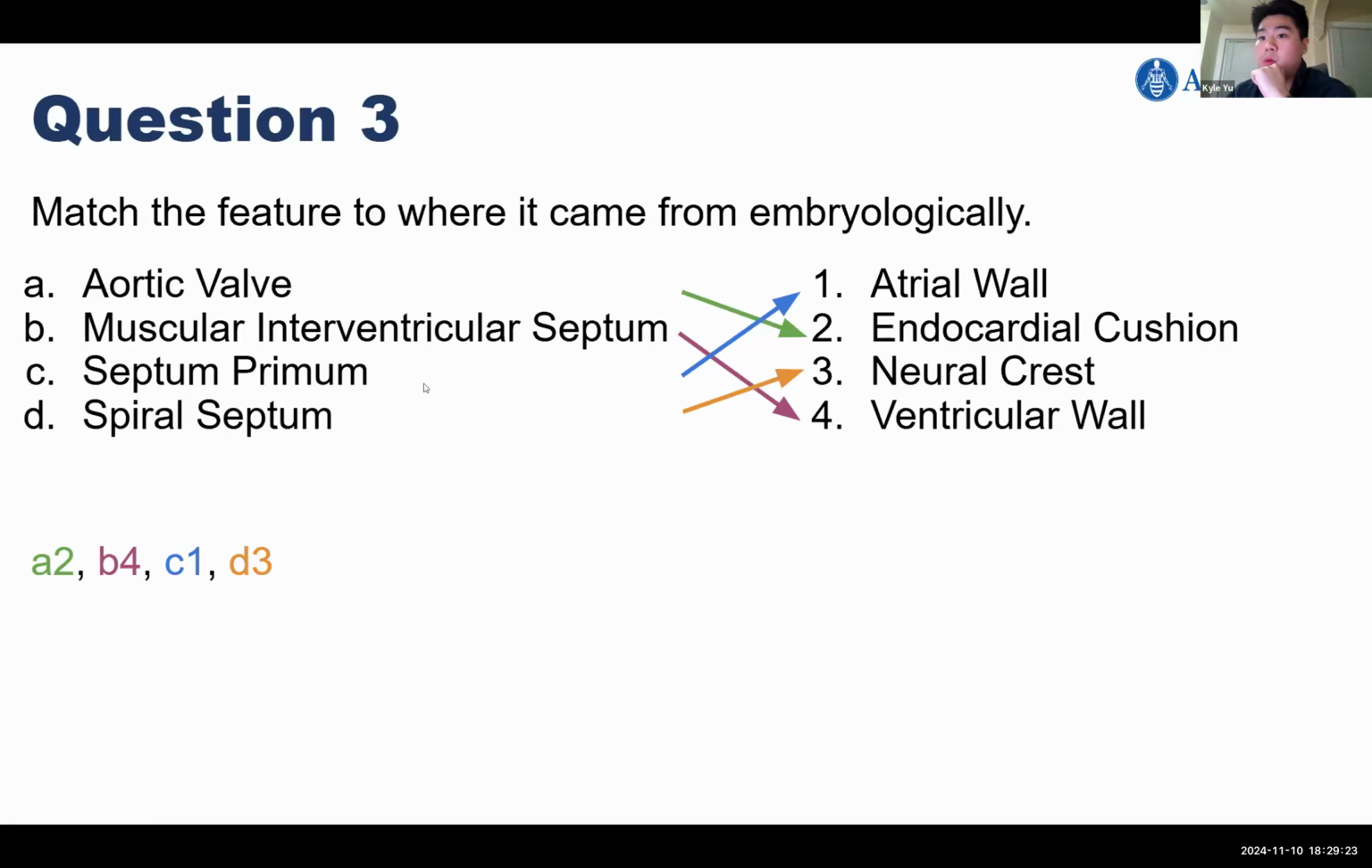The septum primum is part of the first portion that grows to form the interatrial septum, so that comes straight from the atrial wall. And then finally, we have the spiral septum, which is mainly derived from the neural crest. The neural crest causes the spiralization.